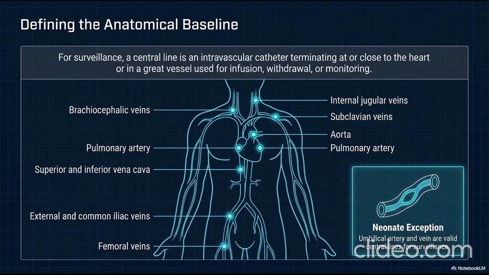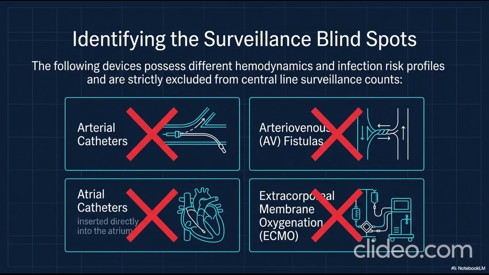The LCBI gateways. To classify an infection as a CLABSI, a patient must first meet the criteria for a laboratory-confirmed bloodstream infection, or LCBI. An LCBI is defined as a primary bloodstream infection that is not secondary to an infection at another body site. There are three specific pathways to this classification.